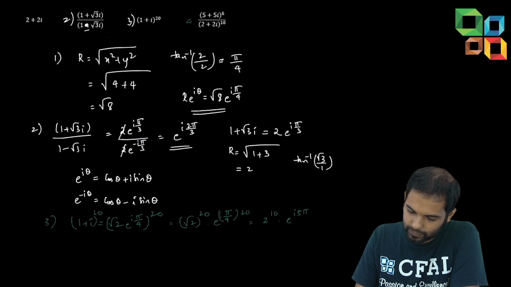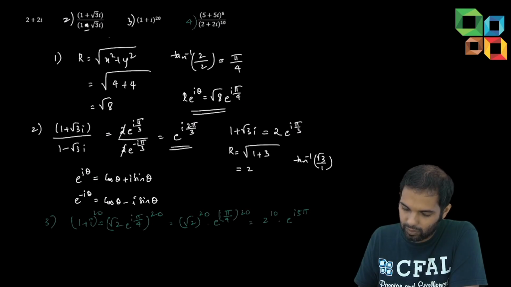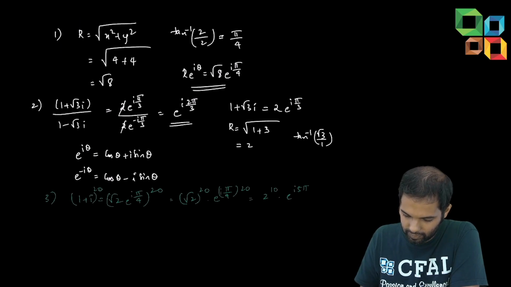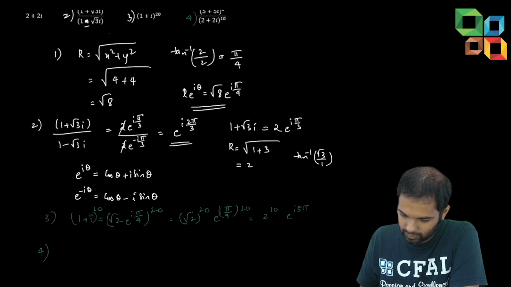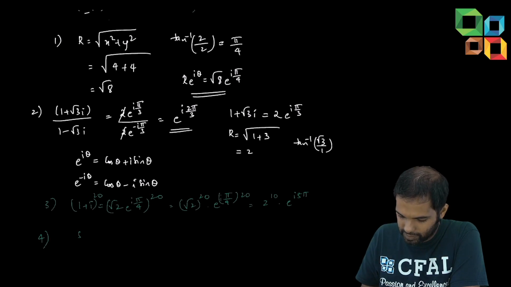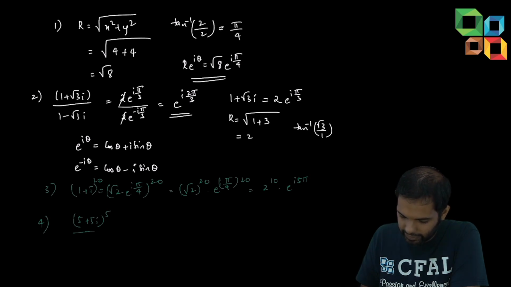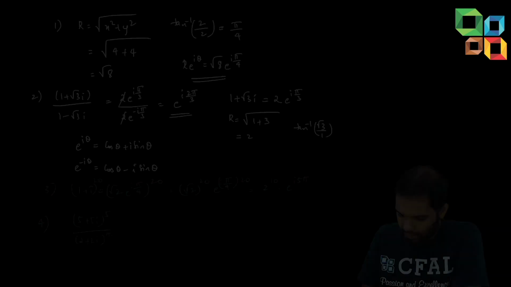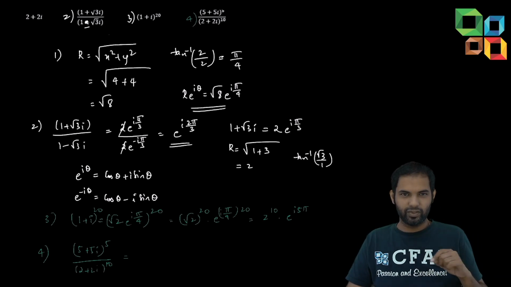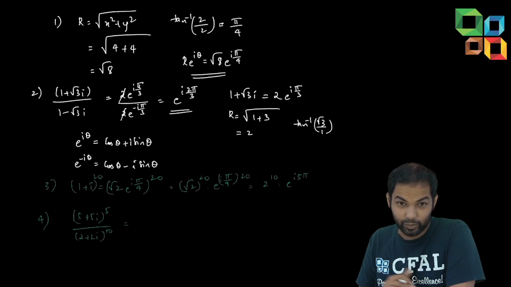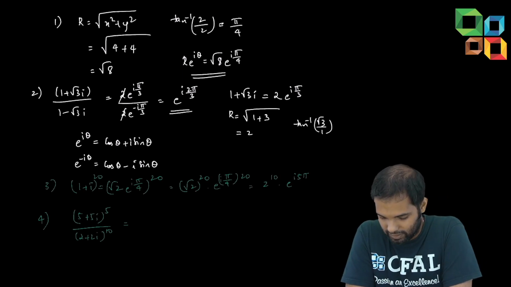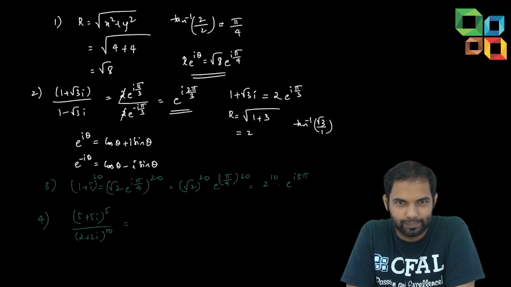Fourth one, (5 + 5i) whole power 5 divided by (2 + 2i) whole power 10. I think you are feeling like cancelling some of the terms there, right? If you want, you can do that. I'm not against it. Or we can directly try to write it down.